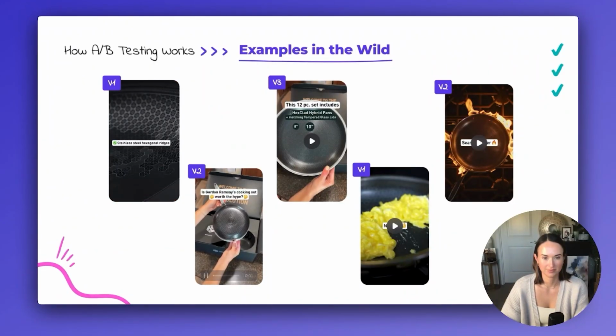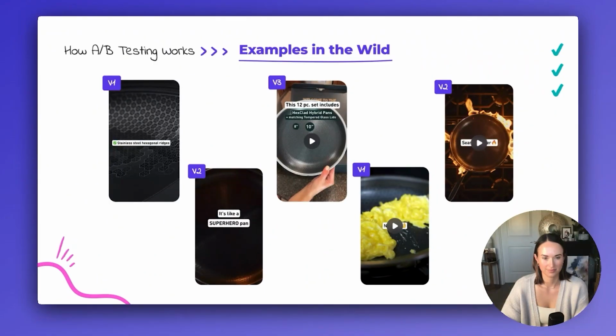Is Gordon Ramsay's cooking set worth the hype? Let's check it out. It's like a superhero pan.